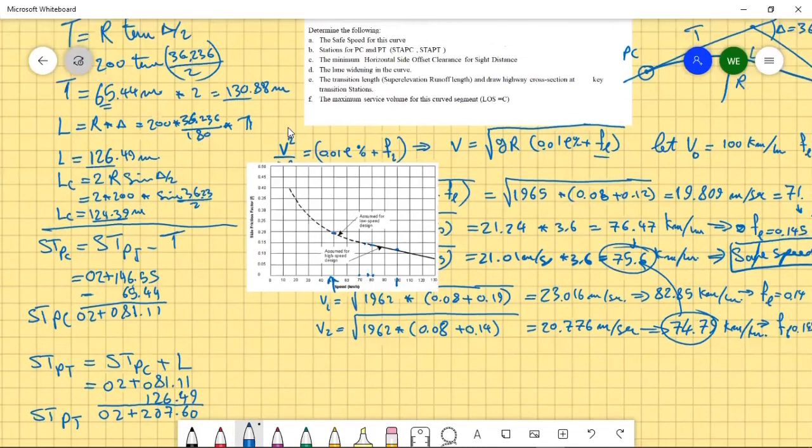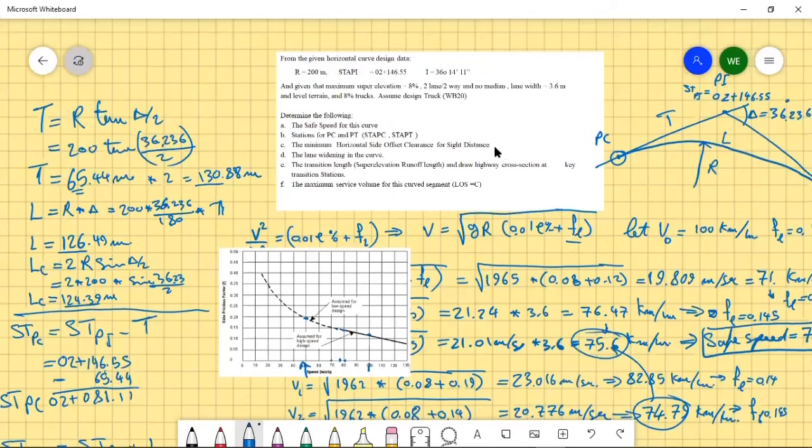Okay. Now, the minimum horizontal side offset clearance for side distance. We didn't explain this yet. The lane widening in the curve. That's a good point. We need to calculate the lane widening on the curve. We have the design truck here, which is WB20. So let me get you the data for the WB20. Hold on for a second, please.